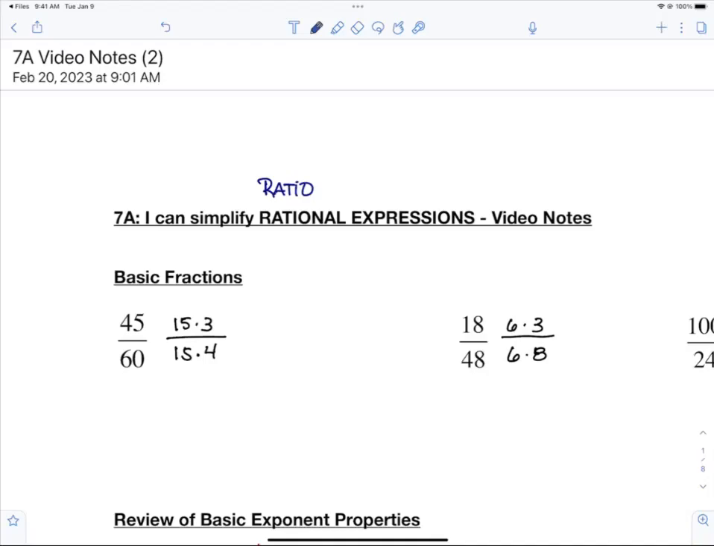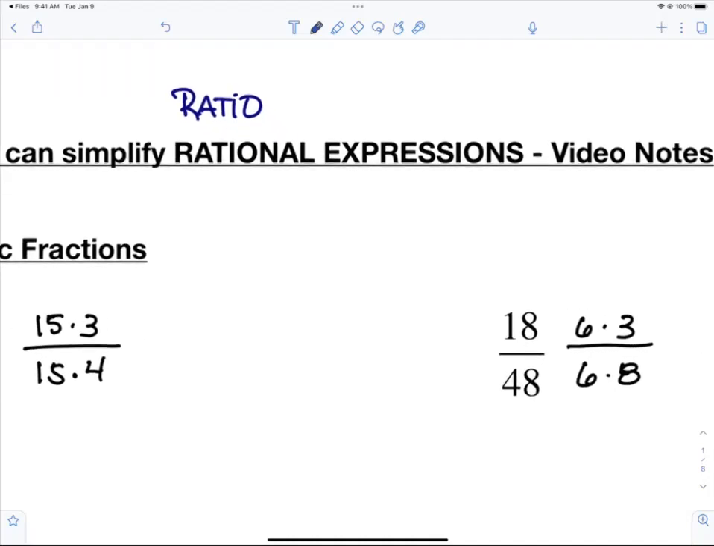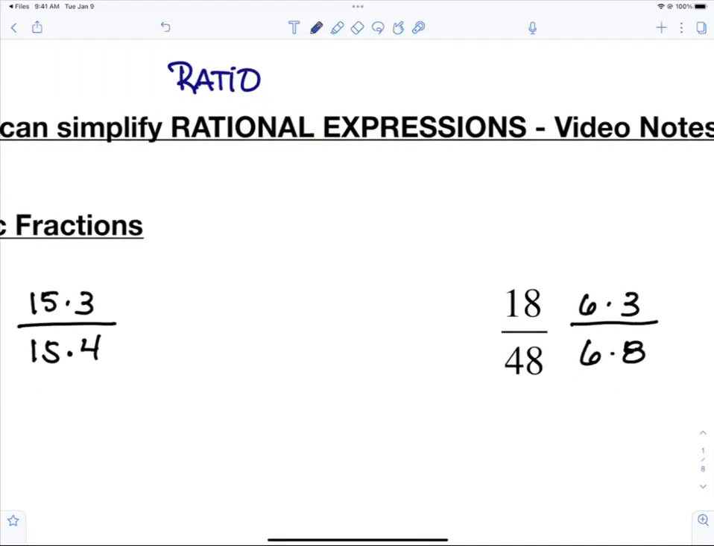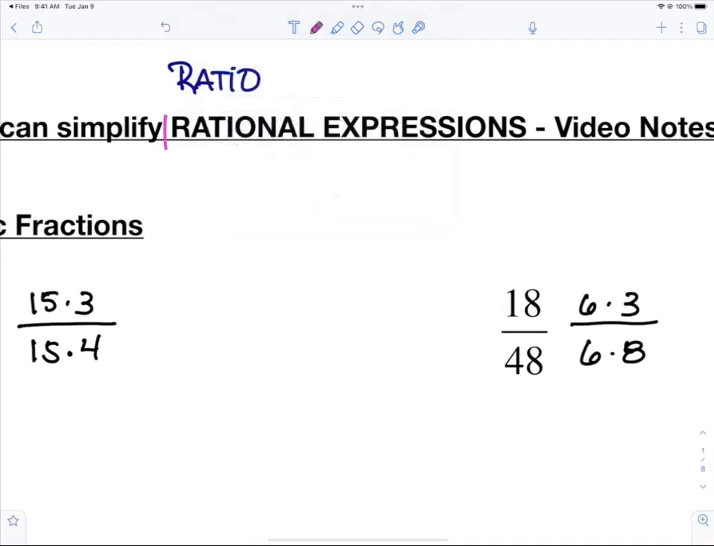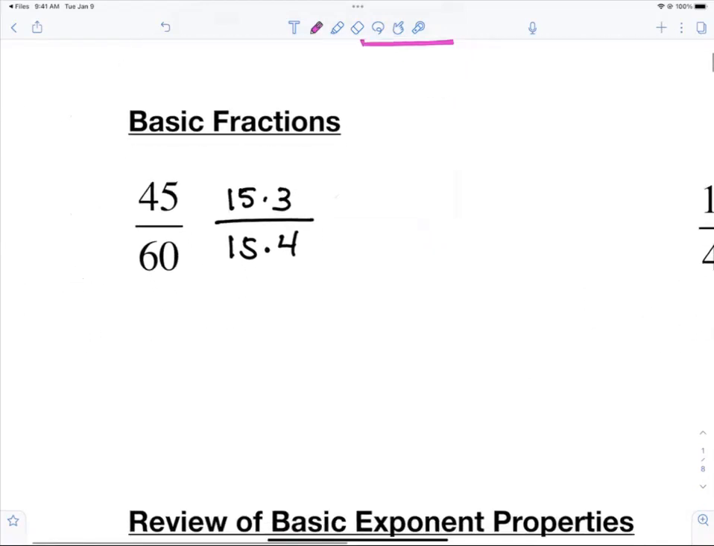This video will start Unit 7. Unit 7 is studying rational expressions and rational equations. Notice that the root word in rational is ratio, so we're going to be looking at fractions. We'll start with basic fraction skills, just simplifying a basic single fraction.